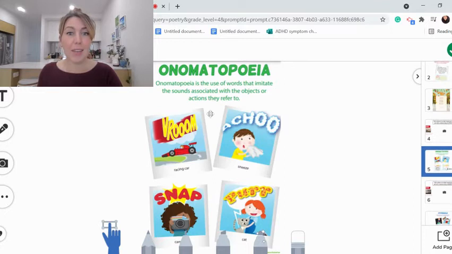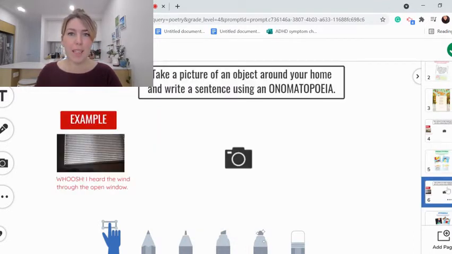So you can either use one of these or you can think of one of your own to do the same thing again, but this time write a sentence using onomatopoeia. Here's an example. Whoosh. That's imitating the sound of the wind rushing through the window. Whoosh. I heard the wind through the open window. So you need to have your example of onomatopoeia within the sentence and make sure you take the photo that goes with it.